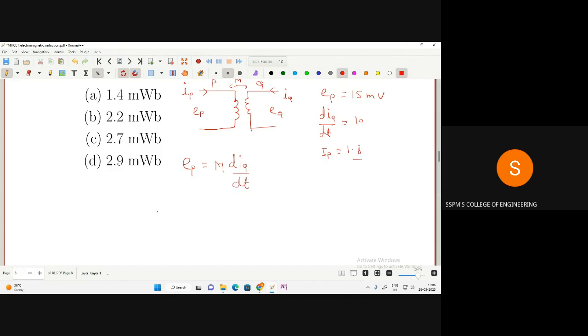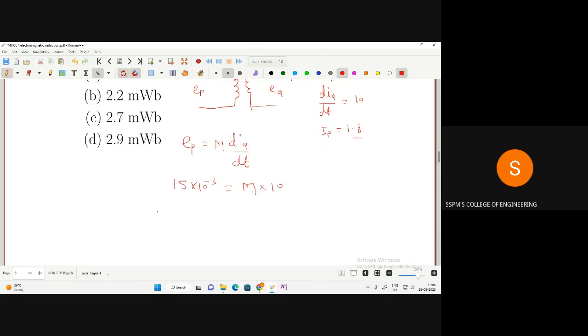You should know this equation. Now EP is given as 15 into 10 to the power minus 3, in millivolt, so convert it into volt, the SI unit. M you have to calculate and dIq by dt is also given, it's 10. So M is 15 into 10 to the power minus 3 divided by 10, and is equal to 1.5 into 10 to the power minus 3 Weber, or 1.5 milliweber.